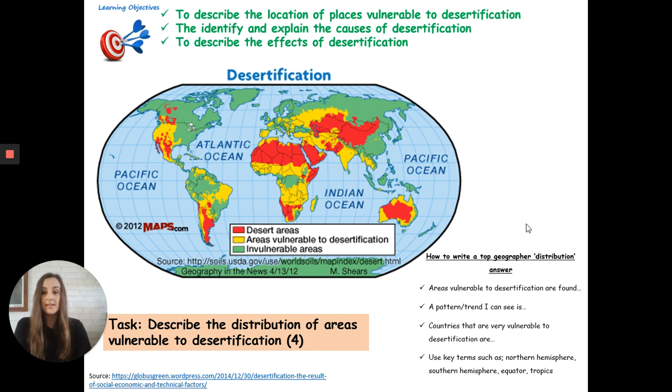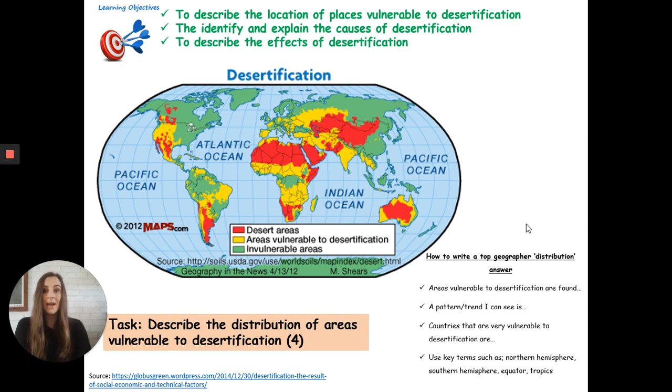So here's a map that shows the red areas are already desert areas. The yellow areas are what you need to focus on in this task, so areas that are vulnerable to desertification, and then the green are invulnerable areas. So the task that I want you to do in a moment is to describe the distribution. Remember, distribution means the spread of areas that are vulnerable to desertification. And I've put a key checklist there to get the best possible answer in the form of some sentence starters.